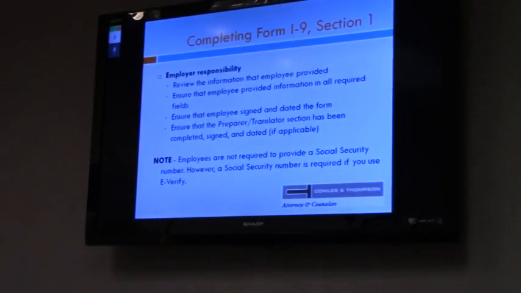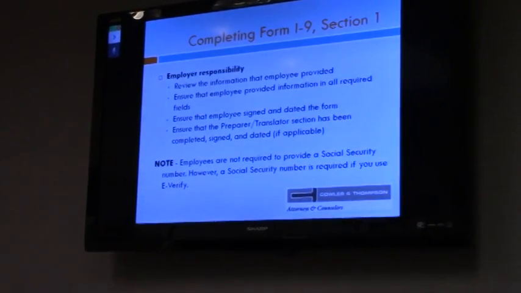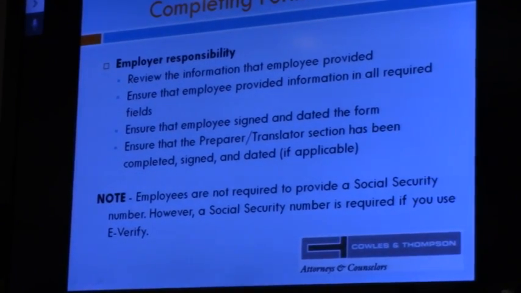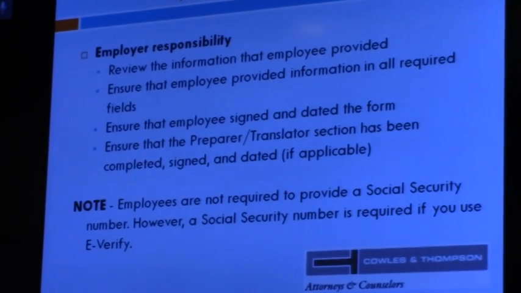Still, the employee has to write a date and the day he starts, because it's the day of hire, but the completion date could be before the first date of employment. The employer's responsibility is to review the information the employee provided, ensure that the employee provided information in all required fields, ensure that the employee signed and dated the form, and that the preparer or translator section has been completed, signed, and dated if it is applicable.